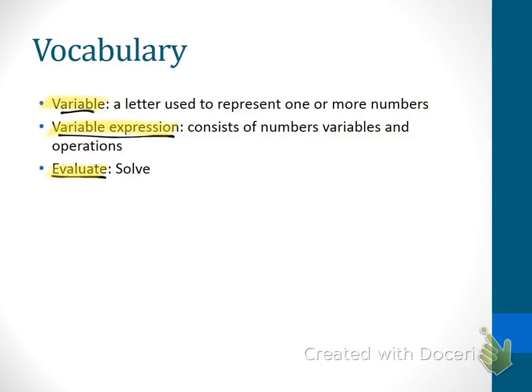A variable is a letter used to represent a number. You can give it any value. A variable expression consists of numbers, variables, and operations. When we think of an operation, there are four basic mathematical operations. Anybody know one of them? Yes. Addition, subtraction, multiplication, and division. Those are our four basic mathematical operations. So an expression takes a number and a variable, and they're connected by some kind of operation: addition, subtraction, multiplication, or division. To evaluate just basically means to solve.